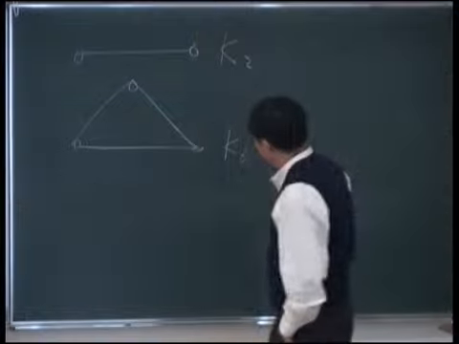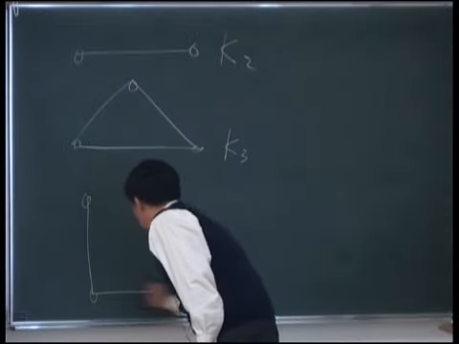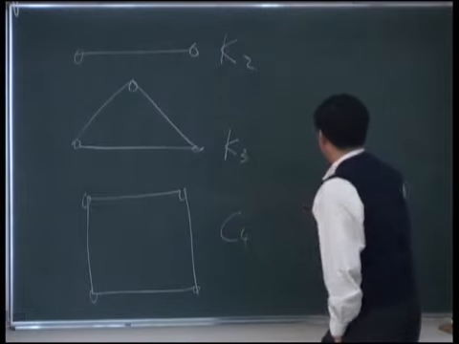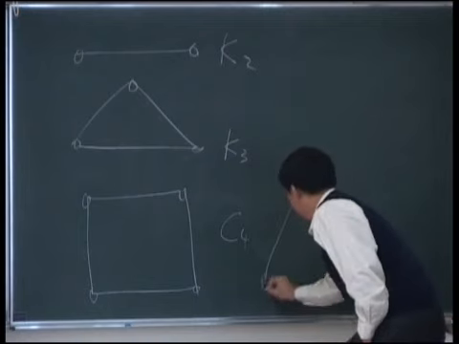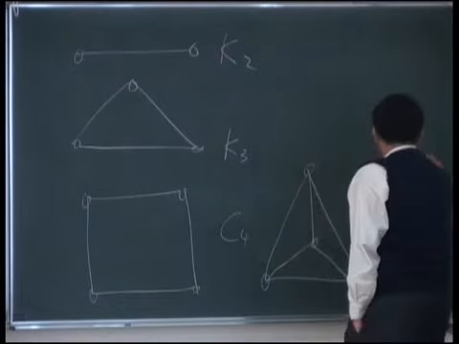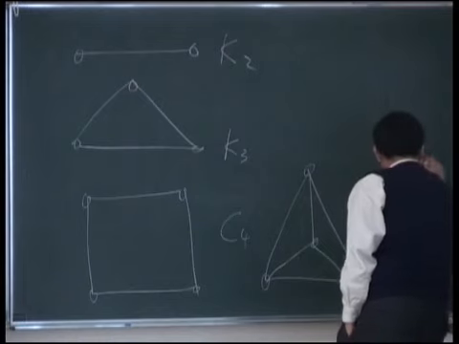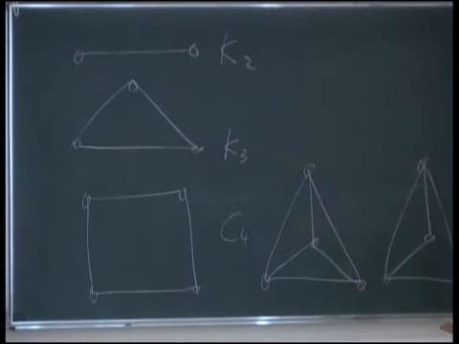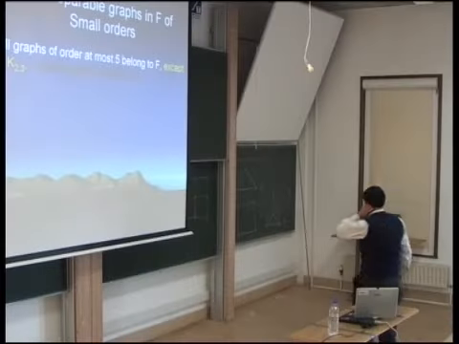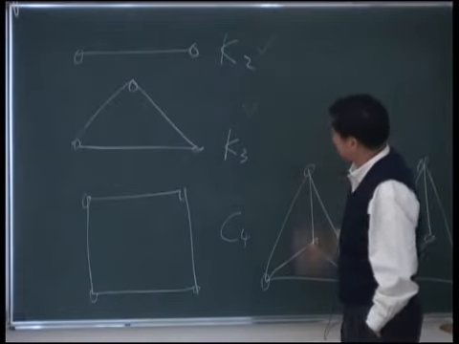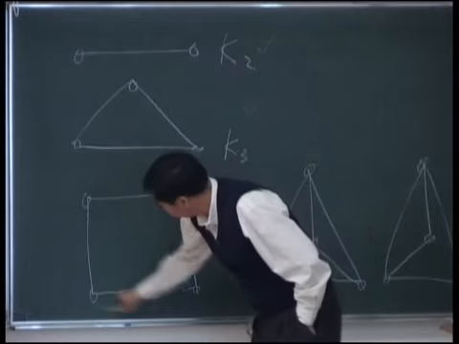Now consider order 4. There are 3: one is the cycle C4, and the complete graph K4, and the complete graph with one edge removed. They are very important here. I want to show the idea later, how I study. This one belongs to F, this one belongs to F. And why does C4 belong to F?